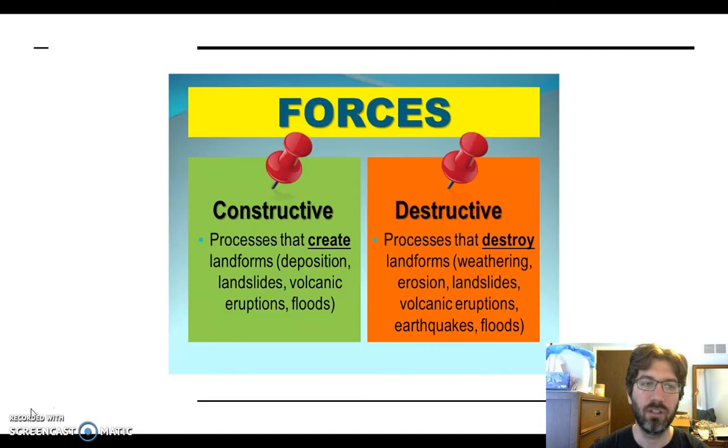Constructive, with a C, creates things like landforms. This includes deposition, landslides, volcanic eruptions, floods, and destructive forces, the D, destroy landforms. So that includes weathering, erosion, landslides, again, volcanic eruptions are also going to destroy things as they create things. Earthquakes and floods will do the same.